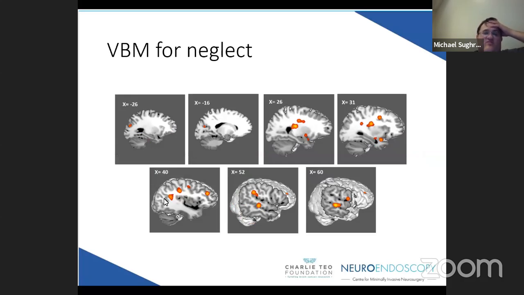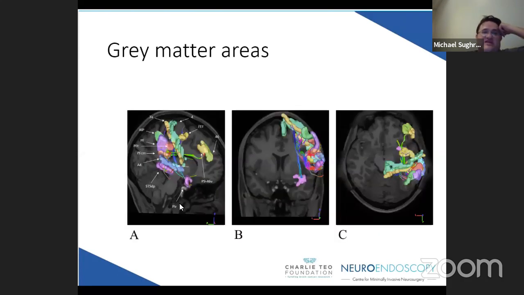Okay. Now, these are the areas that are lesioned in patients with neglect across studies. We've combined them into 40 studies on this. And what you can see is that this is the SLF on the right side. So we didn't discover that. That has been known. But we started looking and saying, what about the areas that are joining? And this is where it gets really interesting.